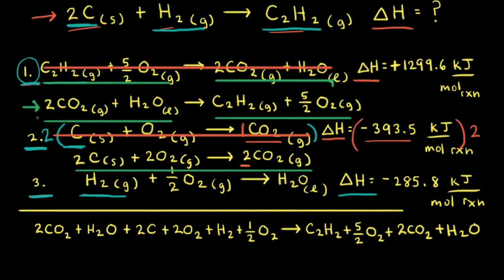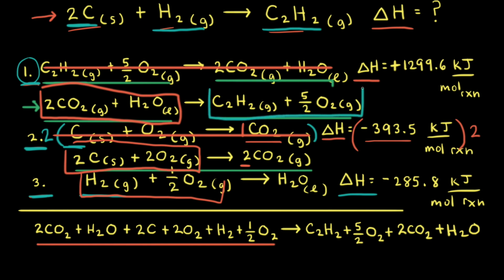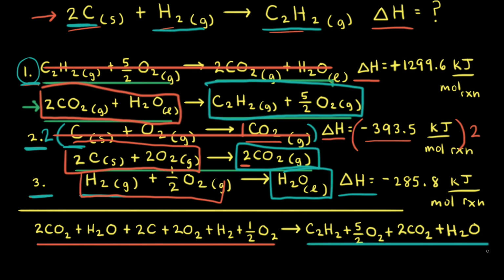Next, we add up all of our reactants and products. So we have 2CO2 plus H2O plus 2C plus 2O2 plus H2 plus 1/2 O2. So those are all written down here for our reactants. And then for the products, let me just change colors here. We have C2H2 plus 5O2 plus 2CO2 plus H2O. And so those are written over here for the products.